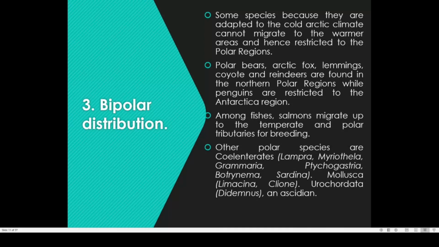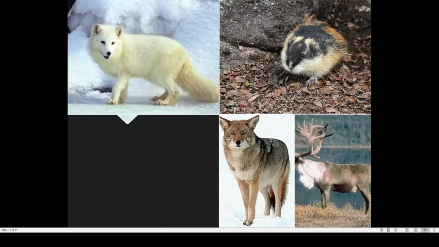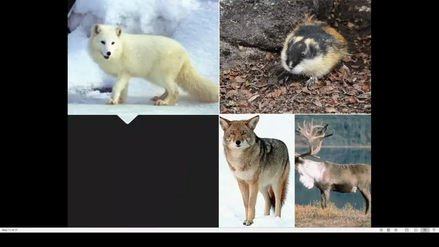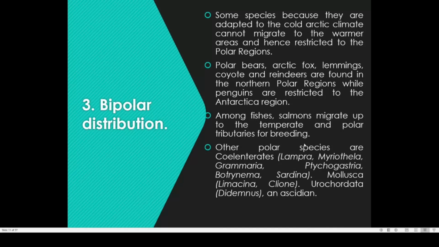In this bipolar distribution, these animals are present only in a polar region, either in Antarctica or in the Arctic region. But in the intermediate regions, like the equatorial region or tropical region, we cannot find these animals. There are many examples like that, like polar bear, Arctic fox, lemmings, coyote, reindeer. This is the reindeer, this is a coyote, this is the polar fox.